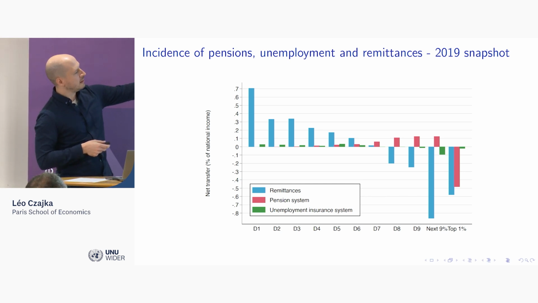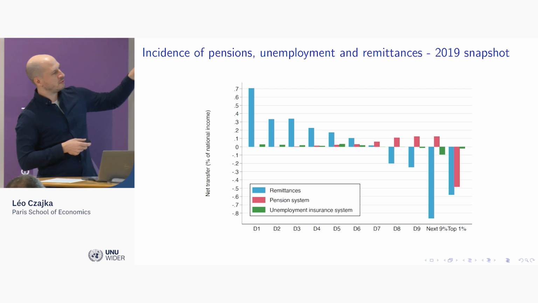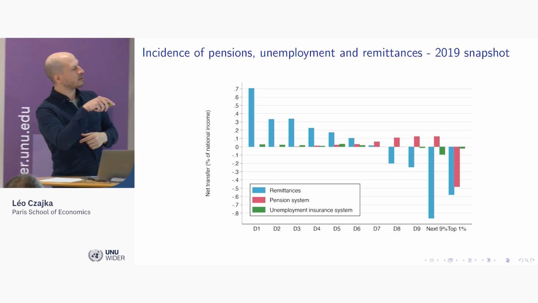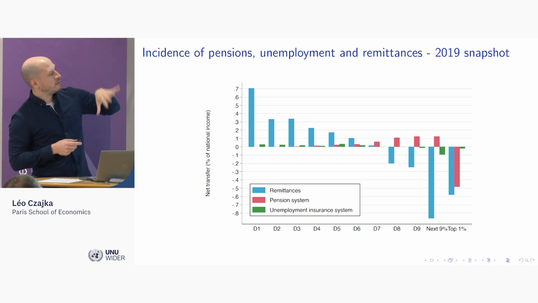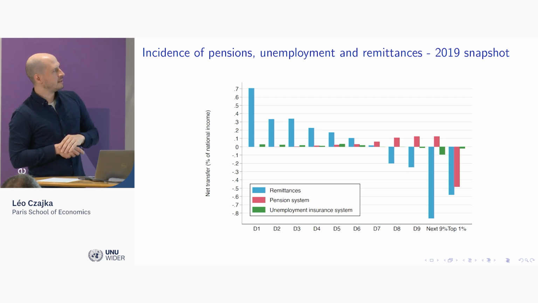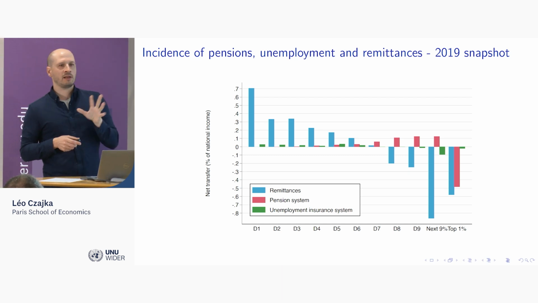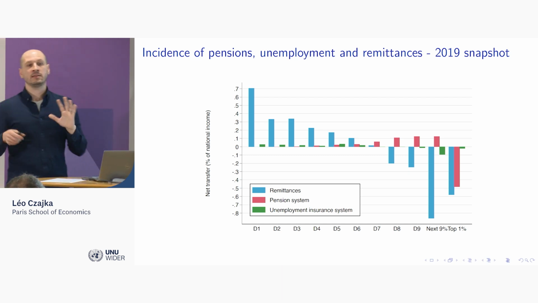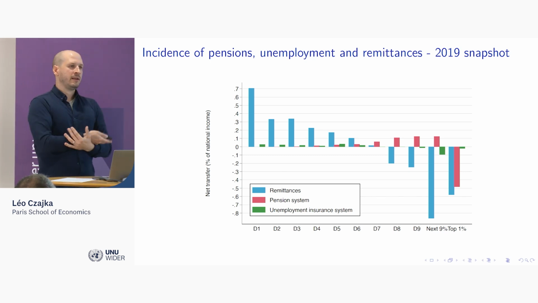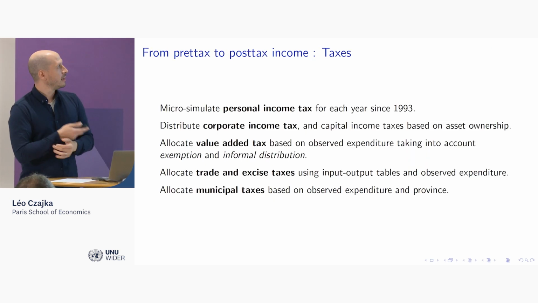You can see that overall, there is some redistribution, but the redistribution of the pension system and the unemployment system is concentrated at the top. There is some larger redistribution operated thanks to the remittance mechanism, but it still represents something like 1% of GDP. So overall, this is not what will explain the shift that will be shown.